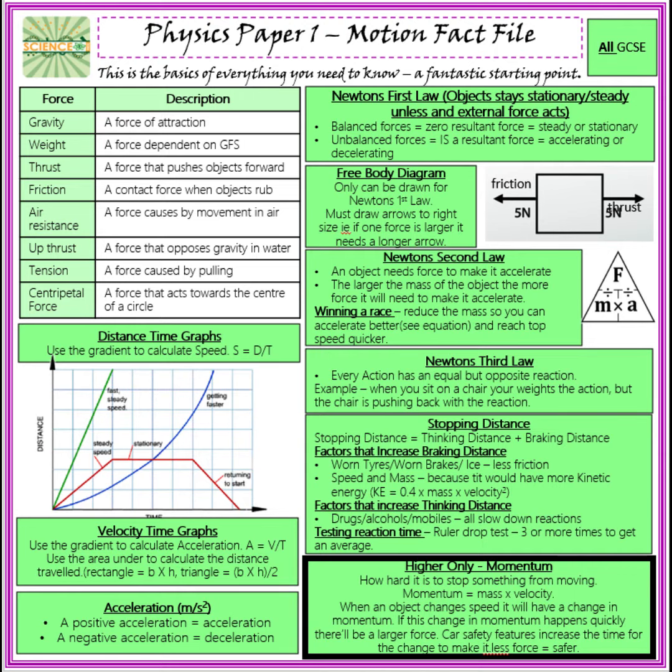Factors that increase braking distance: worn tires or worn brakes, ice, as there is less friction. Speed and mass, because the car would have more kinetic energy, KE equals 0.5 x mass x velocity squared.